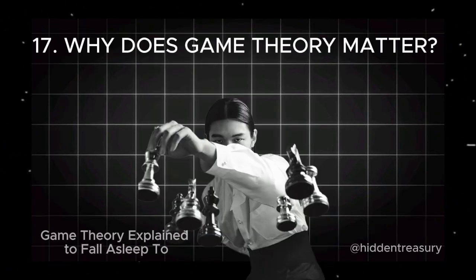Why does game theory matter? Most decisions in life aren't made in isolation. You make a move, someone else responds, and suddenly you're not just deciding, you're part of a system. That's exactly why game theory matters. Game theory gives us a structured way to think about situations where outcomes depend on the choices of multiple people. It's the logic behind strategy. It helps explain why people cooperate in some cases and compete in others, why trust forms or breaks, and why sometimes even smart decisions lead to bad results.